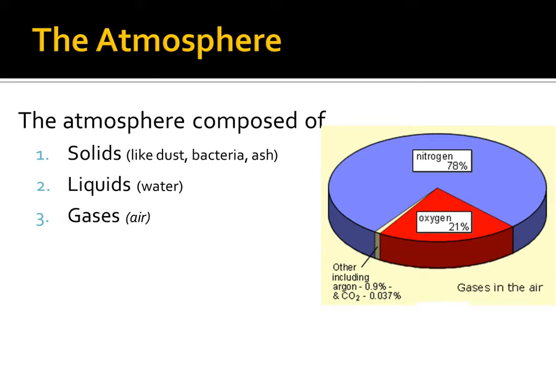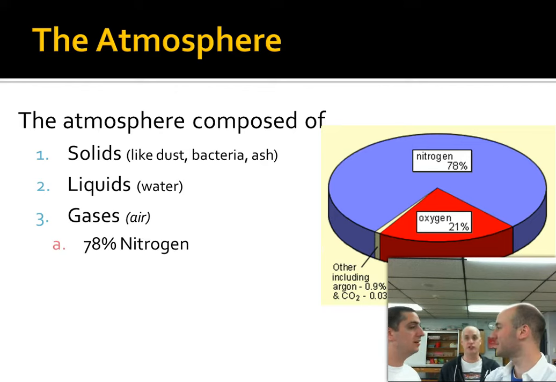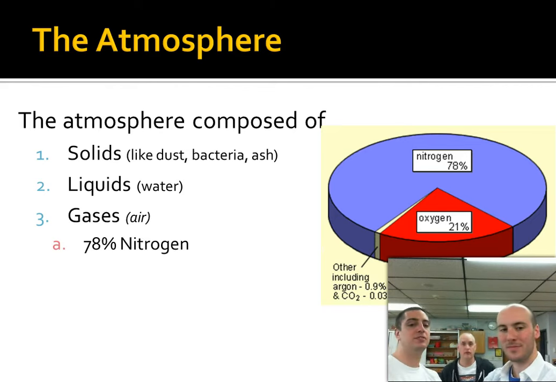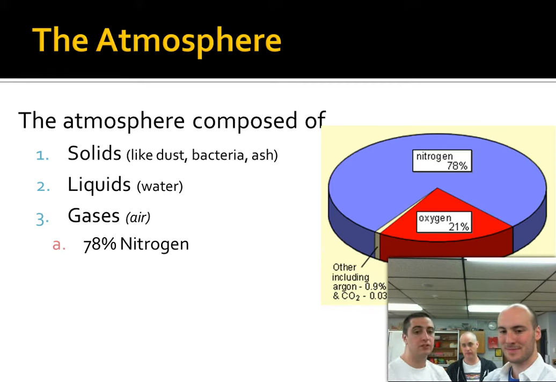The interesting thing about air is a lot of people think that when we think air, they just think oxygen. Well, oxygen is actually not the biggest part of the atmosphere. That would be nitrogen. 78% of the atmosphere is made out of nitrogen. Nitrogen's pretty much not an inert gas exactly, but it's not very reactive either.